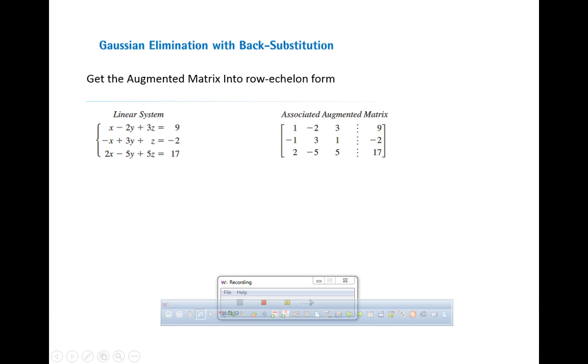Let me make sure I wrote the problem down right. I did write the problem down wrong. Did I write the problem down wrong? I know I did this one last night. Oh, there it is. I found it.